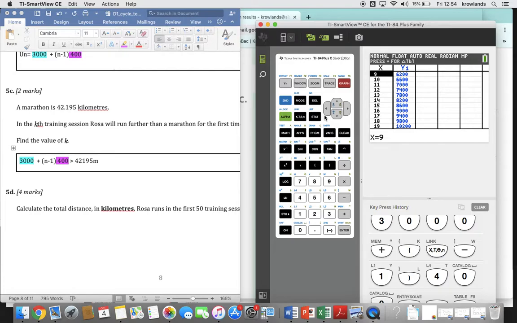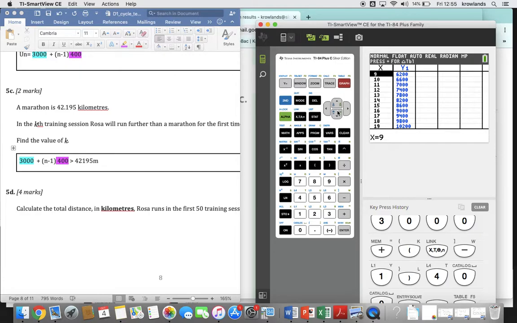Now, what you could do is you could work out when this is going to be greater than 42,000. Well, this only gets up to 10,000, so it's going to take us a long time. So I'm going to assume it's a bit bigger than 19. I'm going to guess, let's say it's 80.